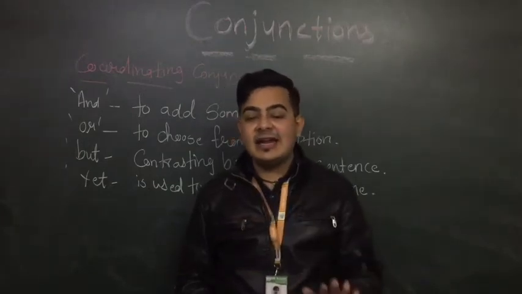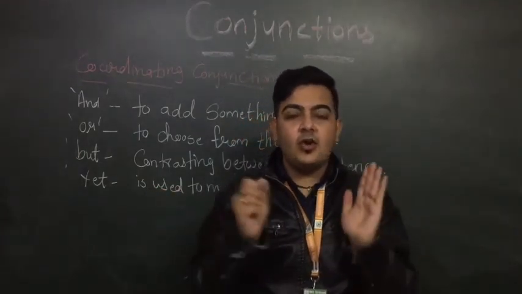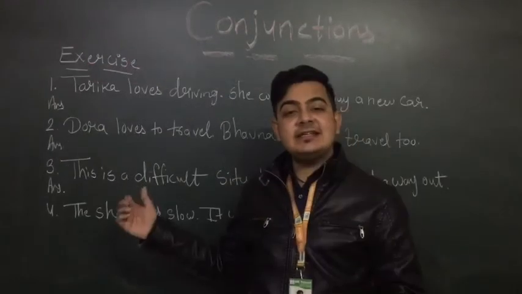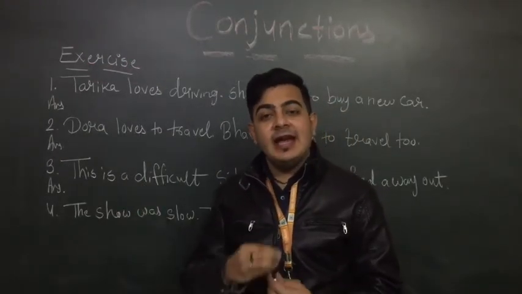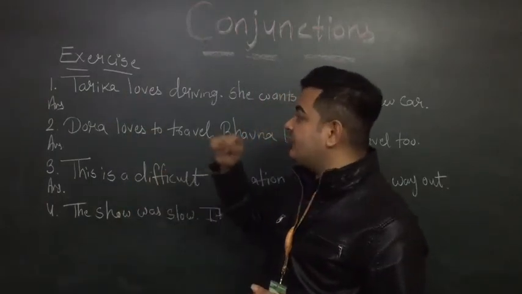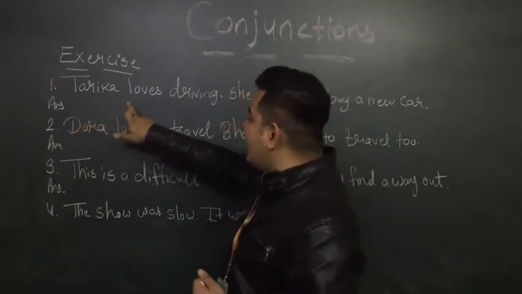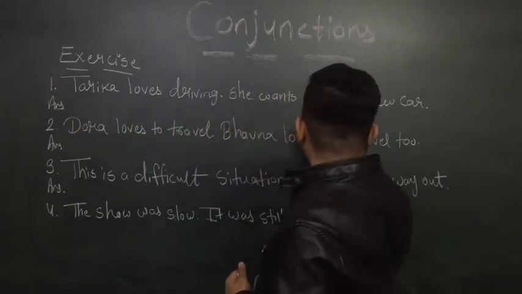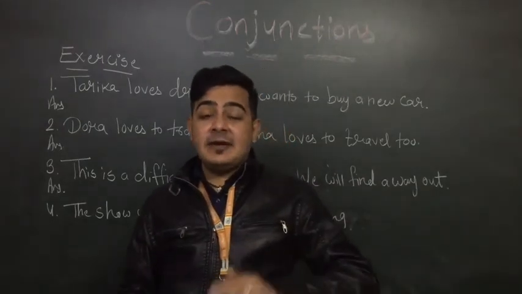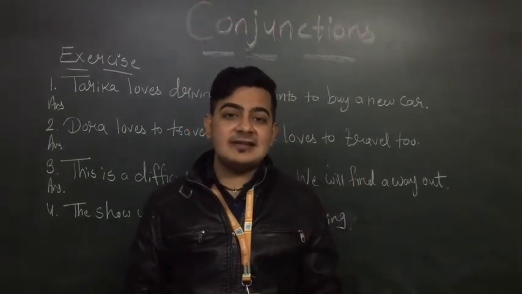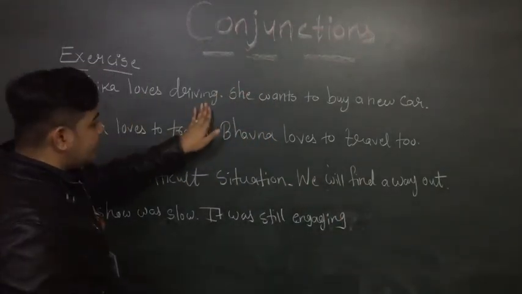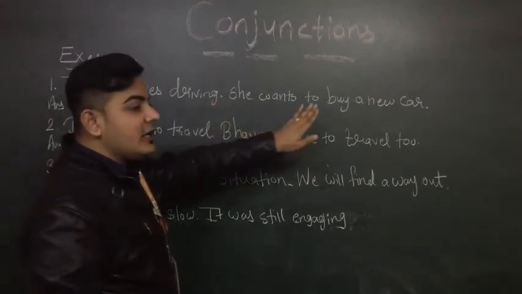Yes students, it's very easy. So these are only the coordinating conjunctions we have. So now do the exercise. See some of the questions I have written on the board. According to the conjunctions, we need to solve it. So the first one we have, Tarika loves driving. She wants to buy a new car. Here you need to understand the meaning of the sentence. First translate it in Hindi. तारिका को ड्राइविंग अच्छी लगती है. She wants to buy a new car.